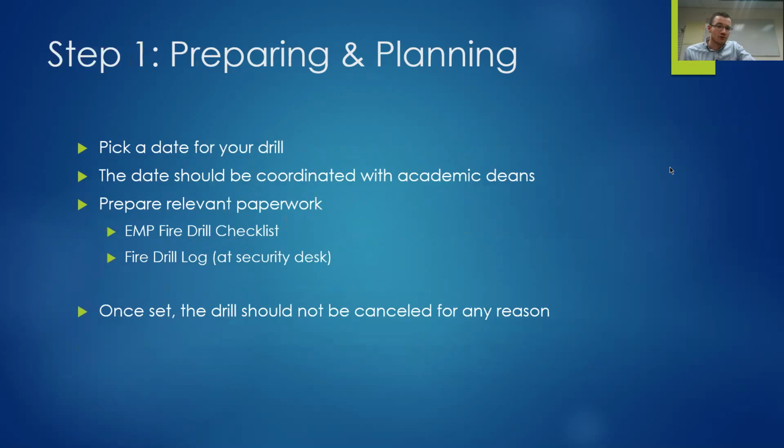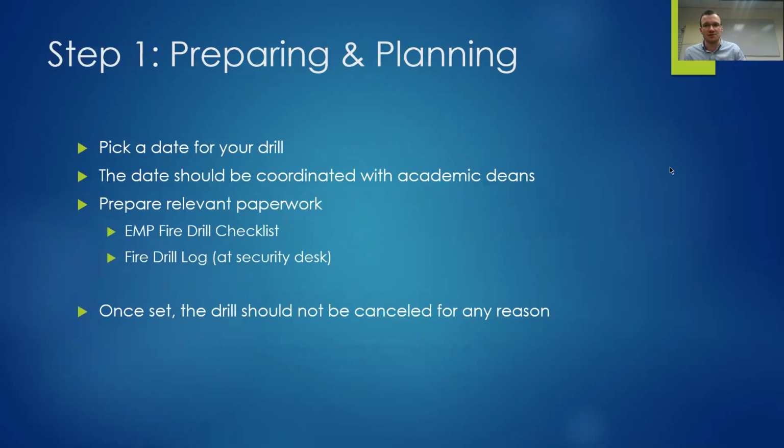Once a date for a drill is set and approved with the academic dean, it shouldn't be canceled for any reason. So when we pick the date for the fire drill, that's the time for people to object, to say, well, we have an event that day, we have this, that, or the other. And if the date is set and approved, then it should remain that date, even if there's inclement weather on the day. So if we get one of those nice spring monsoons when you're supposed to be doing a fire drill, we don't want to cancel the drill.